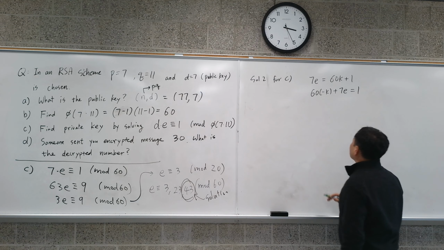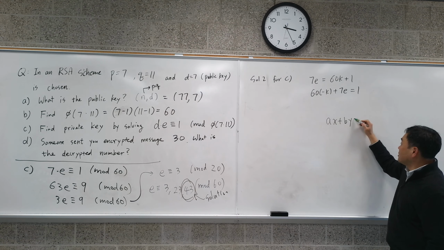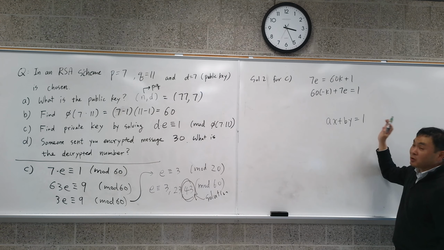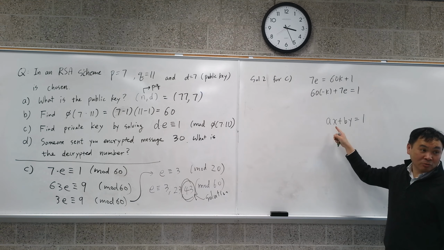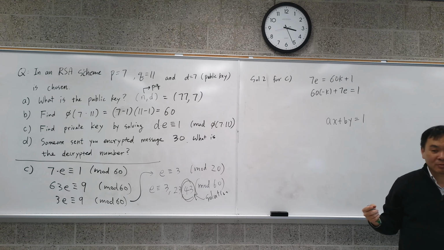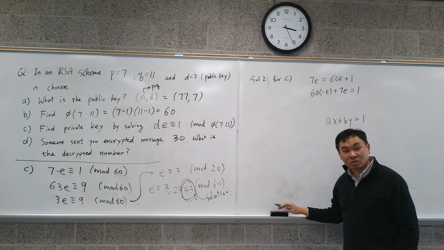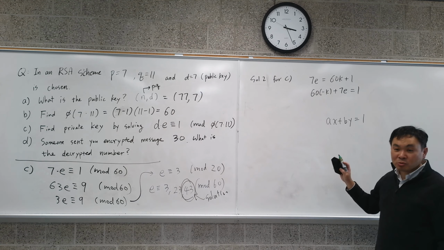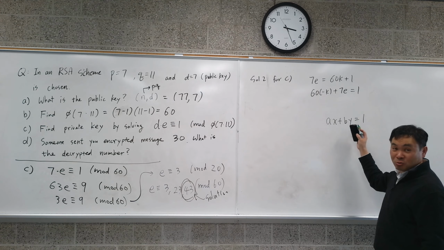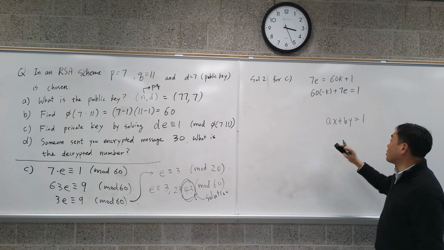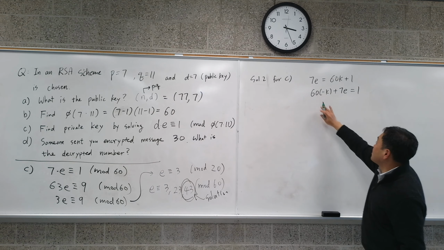And that's what's known as Bezout's theorem, which says ax plus by equals 1, where a, b, x, y are integers. Then the solution of this equation for x and y exists if and only if the GCD of a and b is 1. That's Bezout's theorem. And when you prove Bezout's theorem, you rely on the Euclidean algorithm to actually construct solutions of this equation. So we can use the Euclidean algorithm for 60 and 7.